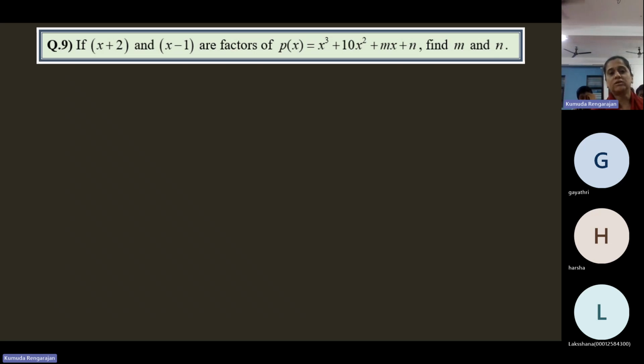Yeah, this is similar to the earlier one. So do this by yourself. Take this question: if x plus 2 and x minus 1 are factors of p of x, find m and n. All of you should do this correctly.